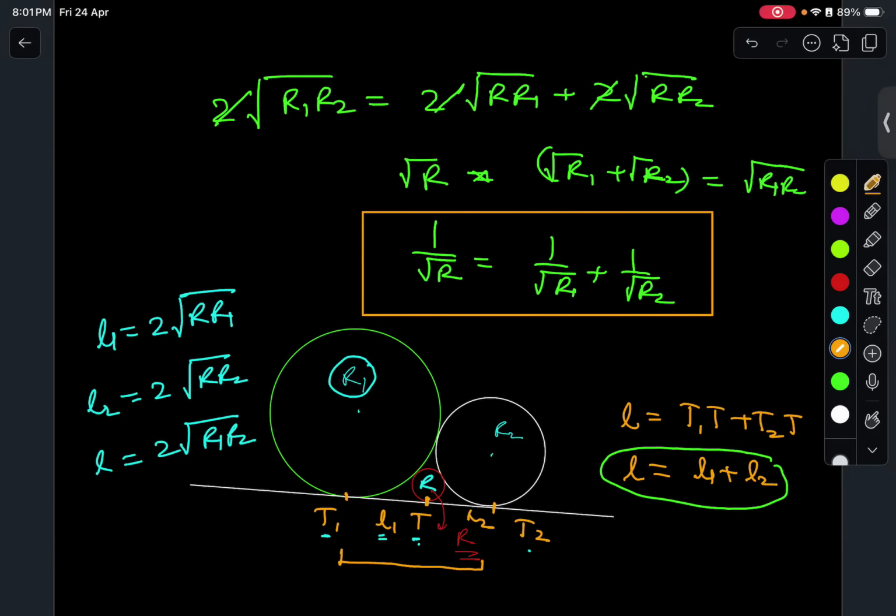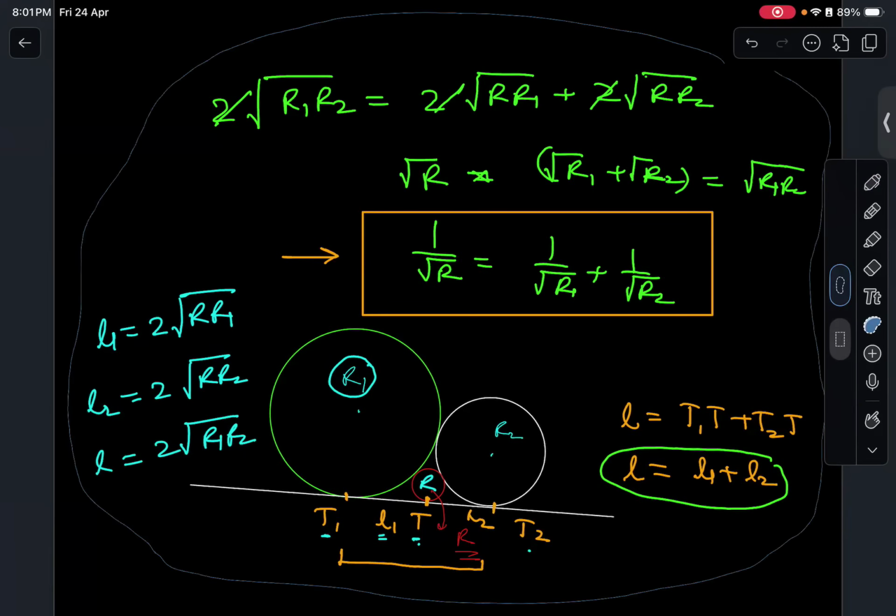Right? So we have to find R. So R will be the square of the relation: 1 by root R is equal to 1 by root R1 plus 1 by root R2. You can square this and you will get R. This is for some of the examples of how to use this and how we are using it, right?